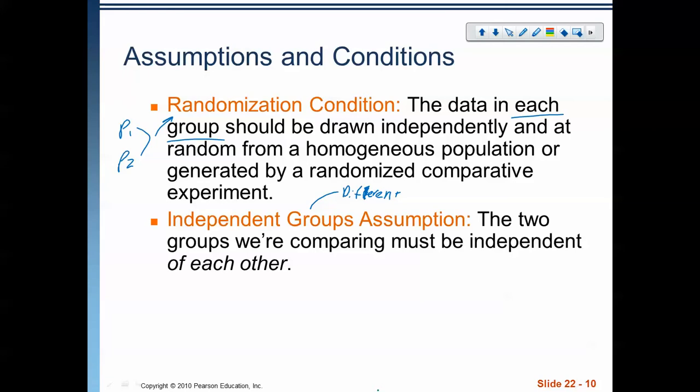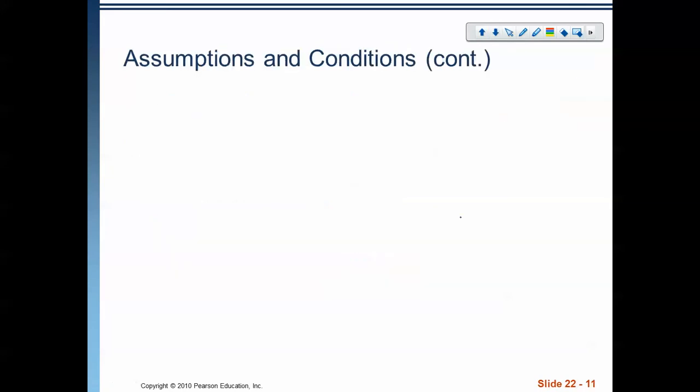Okay, we need these to be independent. That's the only thing that's different. Randomization, sample size, and then independent groups. We need the groups to not affect each other, right? One of the proportions should not be influencing the other. If there is, then that breaks, and this two-prop z-test doesn't work, right? The result of our hypothesis test is not valid.